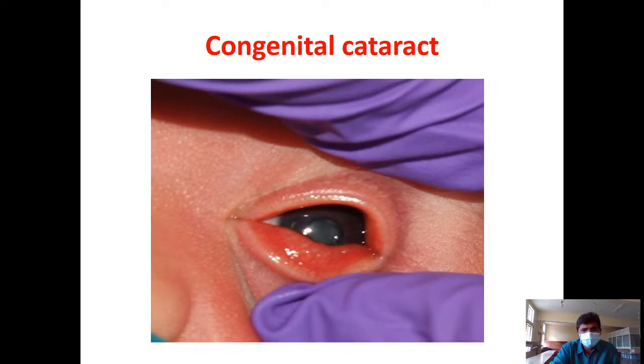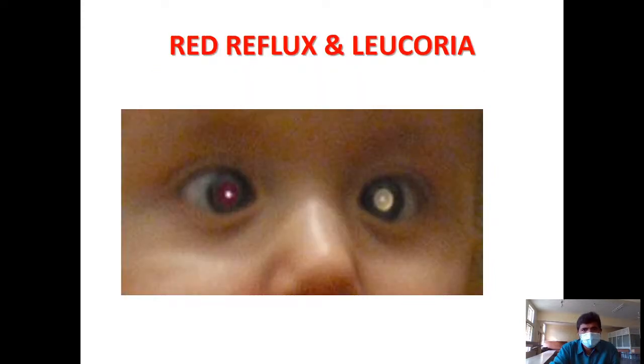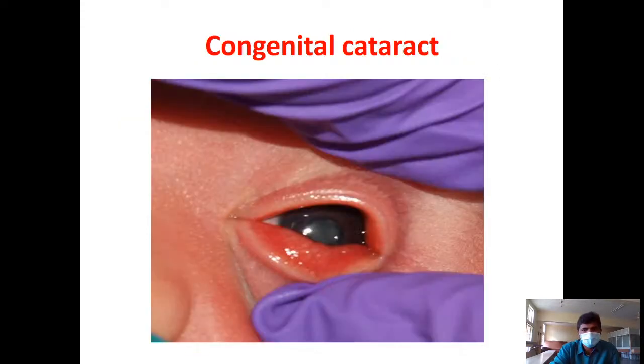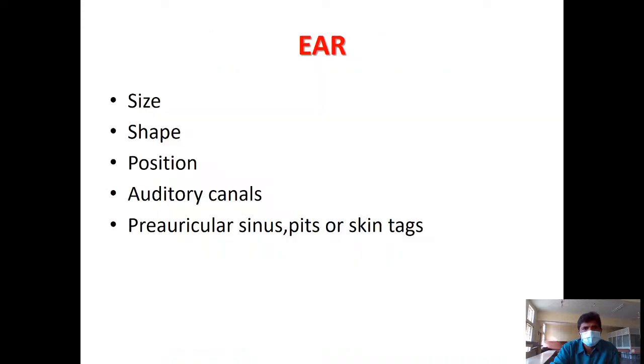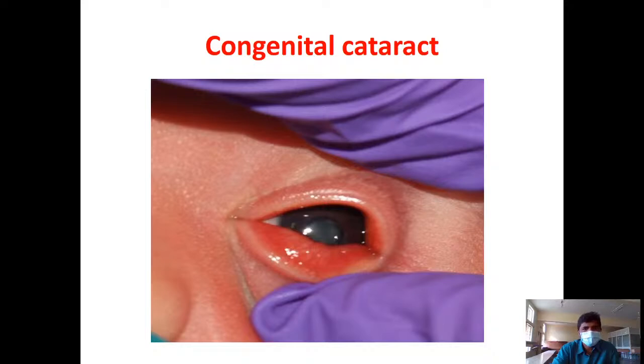Then congenital cataract. When there is a cataract, you can have a leukocoria, a white reflex, rather than a red reflex. Then you need to evaluate that particular infant. Then ear, you basically assess the ear for size, shape, position, auditory canals, preauricular sinus, pits or skin tags. And on the eye, you need to look for mongoloid slant of the palpebral fissures, and anti-mongoloid slant. So these are the other things.